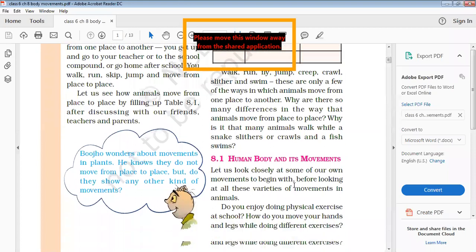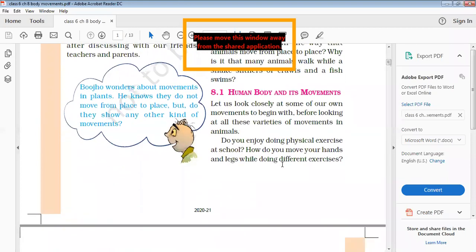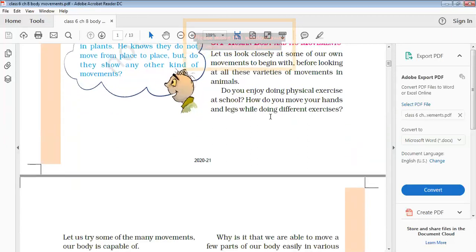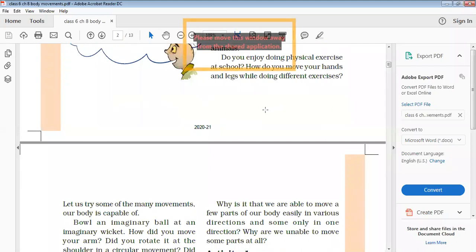First, we will discuss the human body and its movement. Let us look closely at some of your own movements before looking at all the variety of movements in animals. Do you enjoy doing physical exercise at your school? How do you move your hands and legs while doing different exercises? Then, let us try some of the movements that your body is capable of.